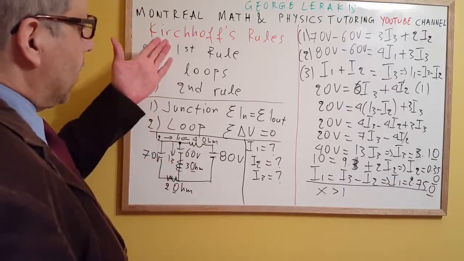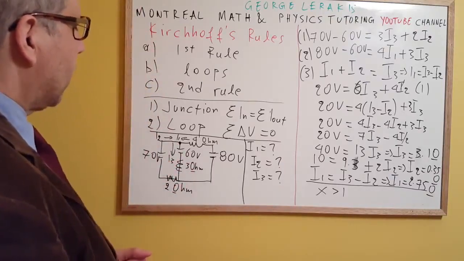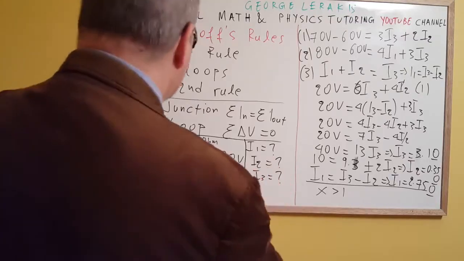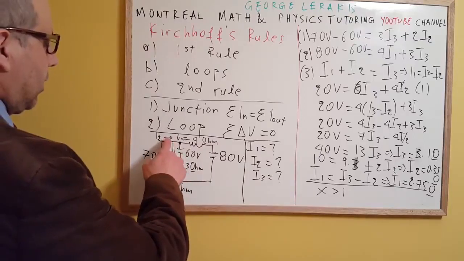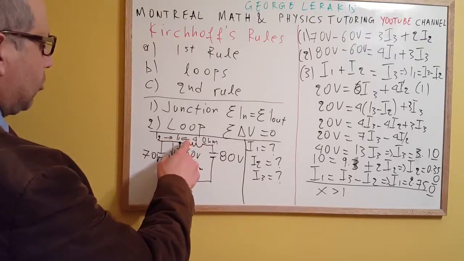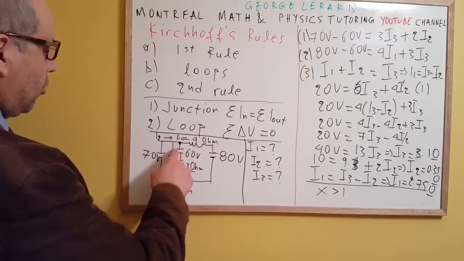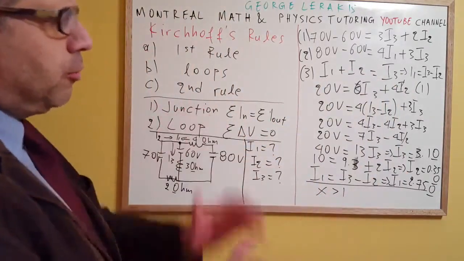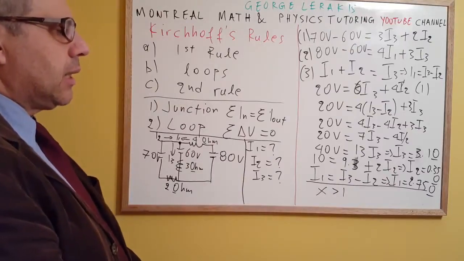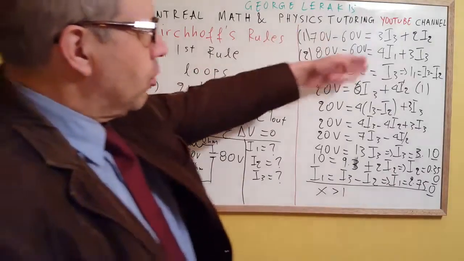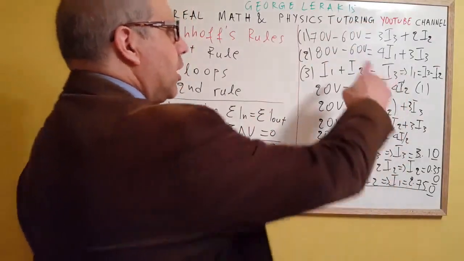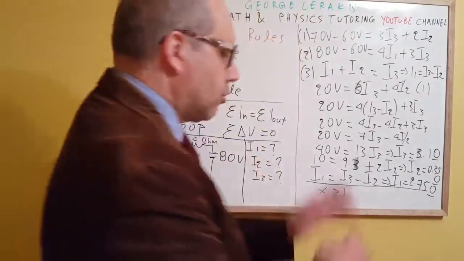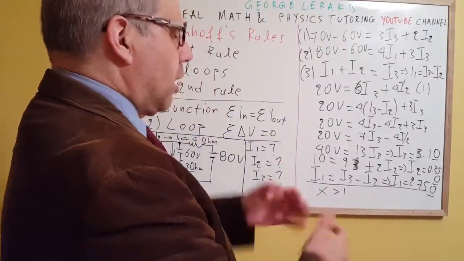And of course, I get one more equation from Kirchhoff's junction rule, which is I1 plus I2 equal to I3. And from now the rest is just math. You see that I have three equations with three unknowns, I1, I2, and I3, so this system can be solved.